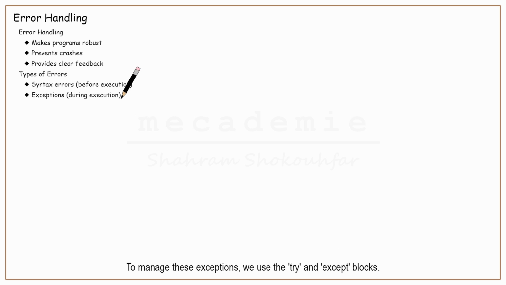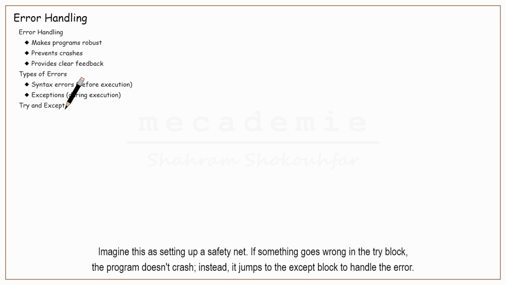To manage these exceptions, we use the try and except blocks. Imagine this as setting up a safety net. If something goes wrong in the try block, the program doesn't crash. Instead, it jumps to the except block to handle the error.